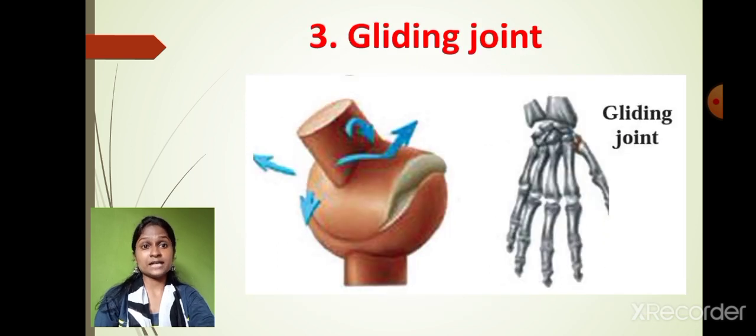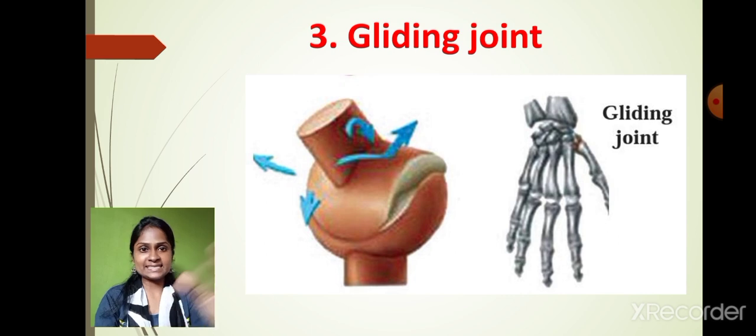And the next one, as you can see over here, the gliding joint. Gliding joint means the bones which can slide over each other. The bones which can slide over each other, we call gliding joints. And the bones of our hands and legs are that type of gliding joint. I hope you are now clear with the concept of the types of joints in detail.